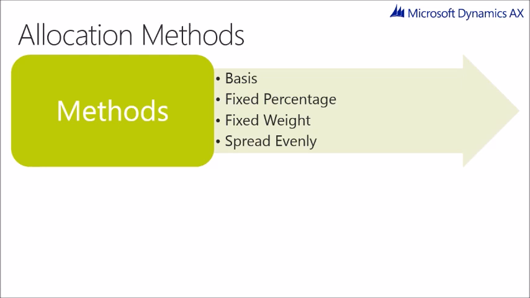Each allocation rule can be one of the following methods: a basis, a fixed percentage, fixed weight, or spread evenly. Allocations also provide the ability to allocate across multiple companies. This is known as intercompany allocations.